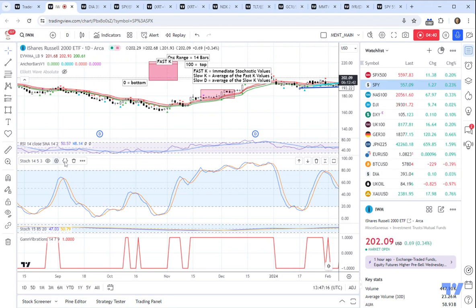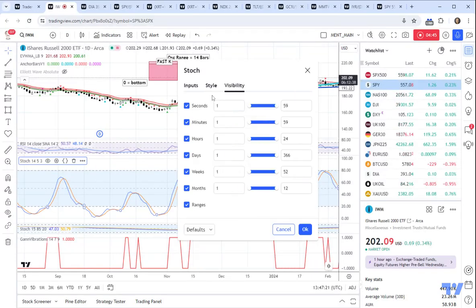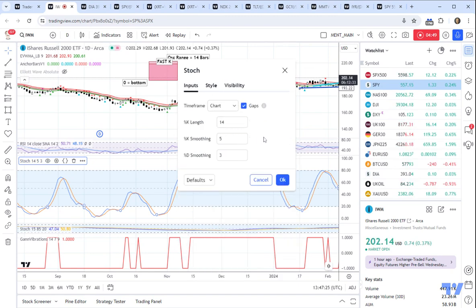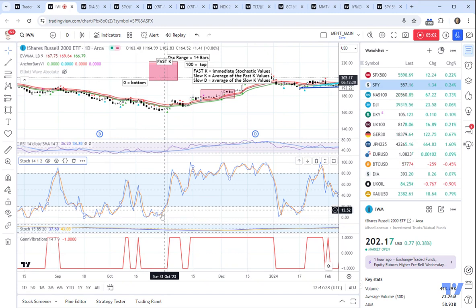So now if I come in here, I don't know if this will let me, visibility, style. Okay, it won't let me show the fast K. I'll try to remember that. But if I set the K length to 14, the smoothing to 1, and smoothing to 2, this is the fast K. That blue line is the fast K. That's the 14 bar range, up and down activity taking place.